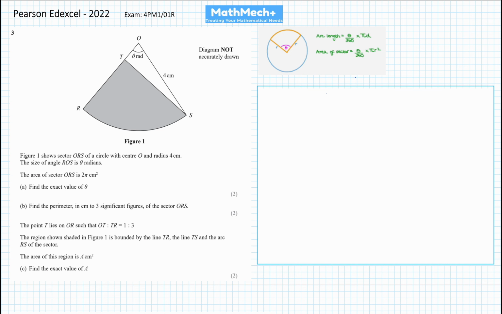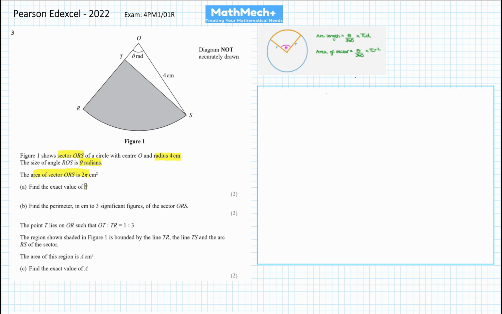We're looking at two questions. Our first question is on circular measure. So we've got a sector here, and there's a split. On one side we've got the sector ORS, and we've got a split down from T to S. And our radius is 4 for both OR and OS.